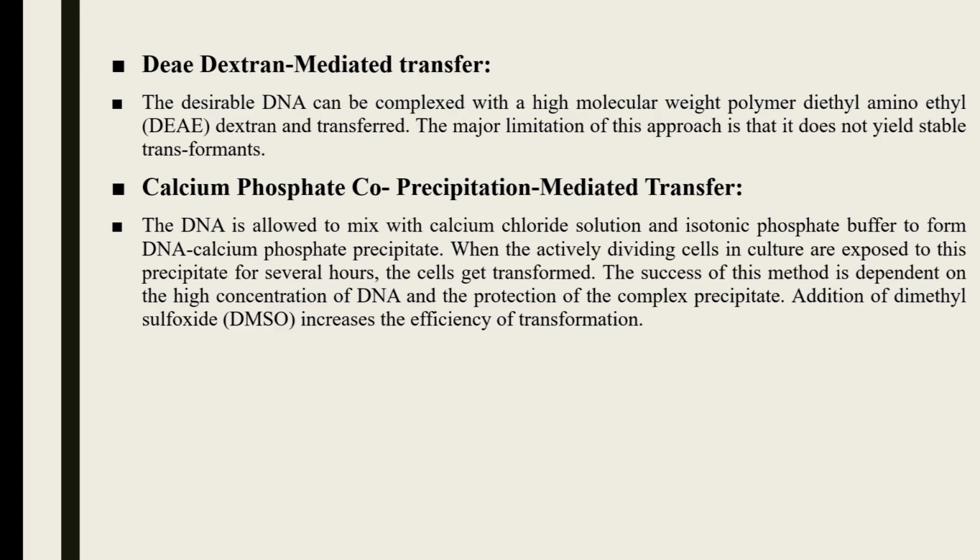Calcium phosphate co-precipitation mediated transfer. The DNA is allowed to mix with calcium chloride solution and isotonic phosphate buffer to form a DNA calcium phosphate precipitate. When the actively dividing cells in culture are exposed to this precipitate for several hours, the cells get transformed. The success of this method is dependent on the high concentration of DNA and the protection of the complex precipitate. Addition of dimethyl sulfoxide, DMSO, increases the efficiency of transformation.